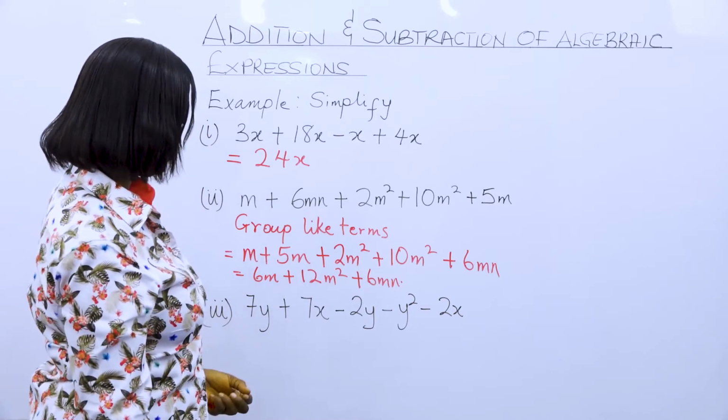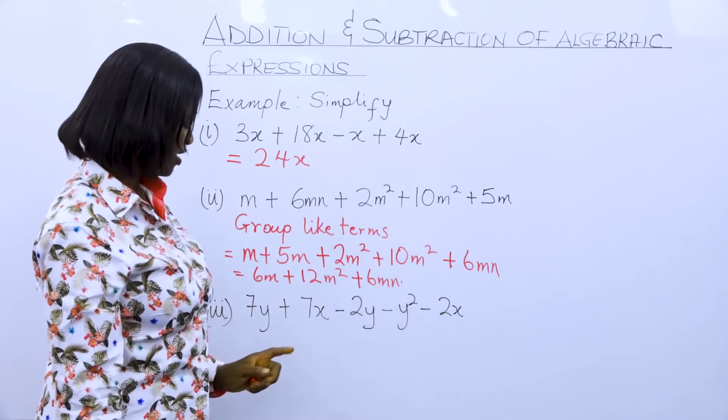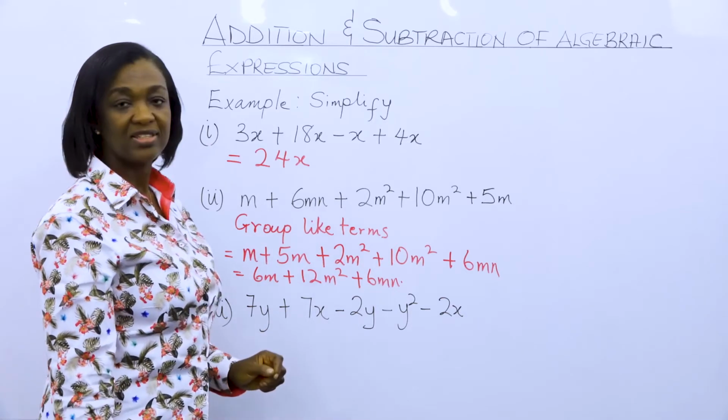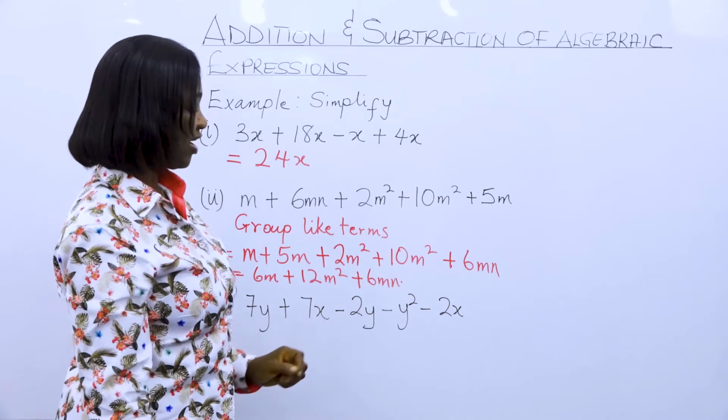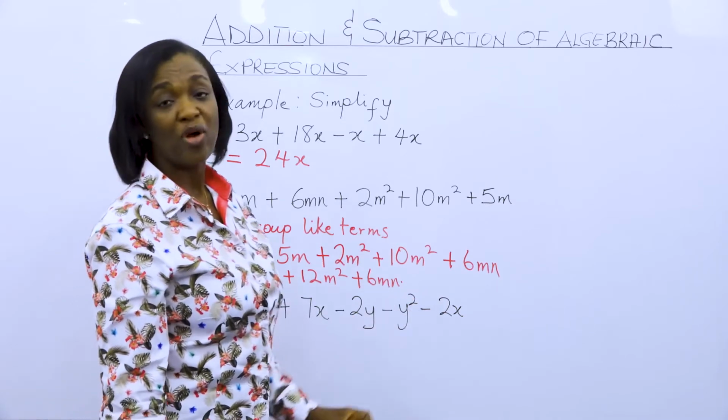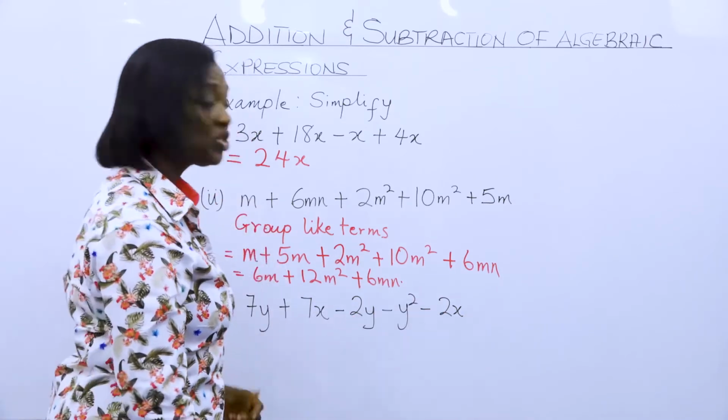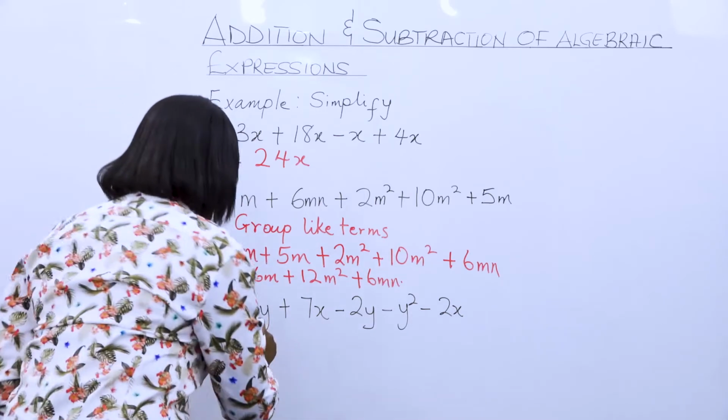And in the third example, we have 7y plus 7x minus 2y minus y squared minus 2x. So again, we group like terms.